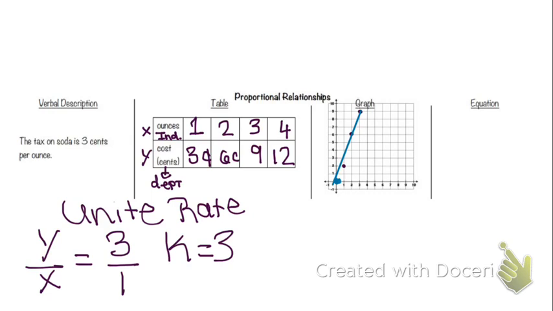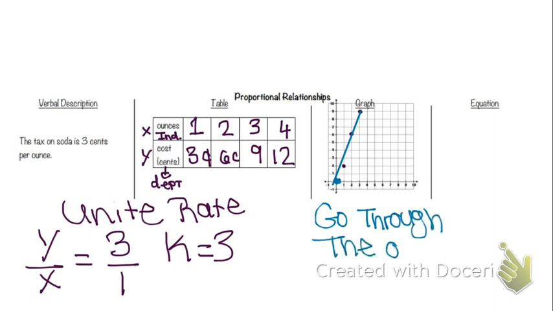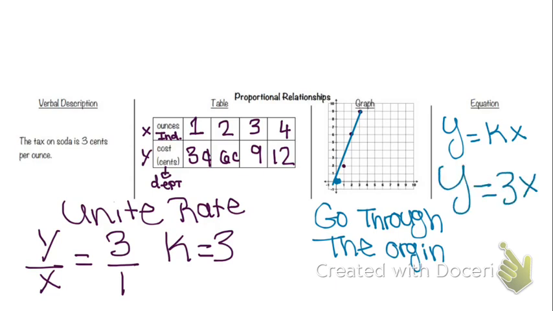Graphs that go through the origin have a constant of proportionality. If your graph does not go through the origin, then it does not have a constant of proportionality. So, constant of proportionality graphs go through the origin. Now let's take a look at the equation. On our reference chart, the equation we identified earlier is y equals kx for constants of proportionality. We already know that our k is 3, so y equals 3x is going to be our equation.